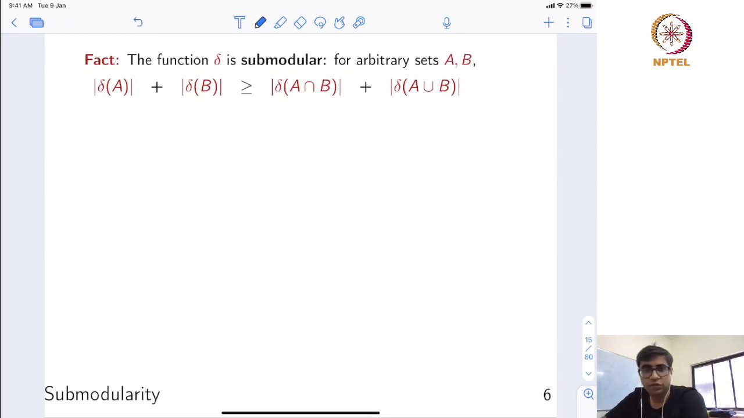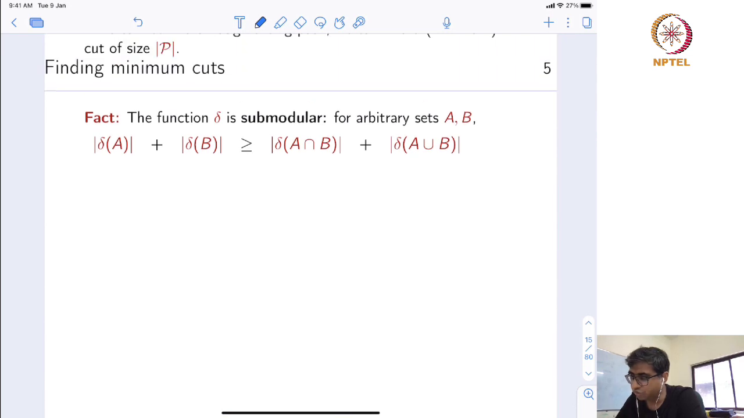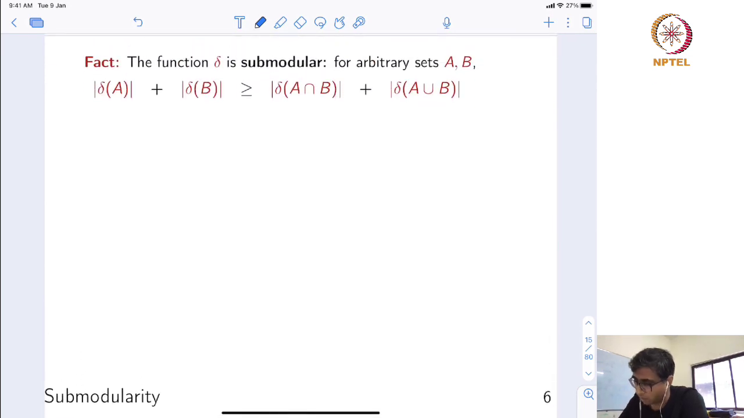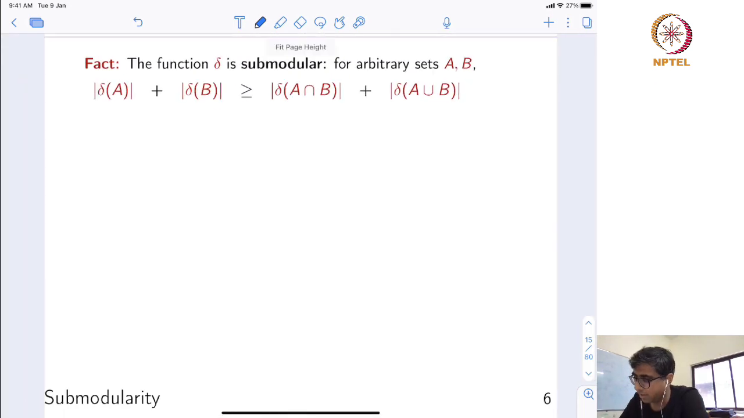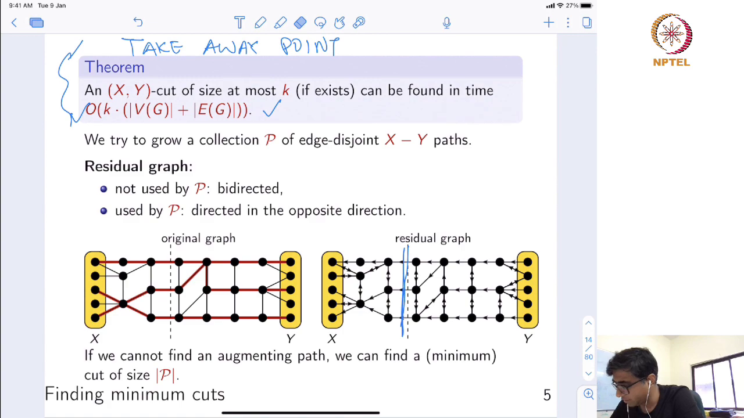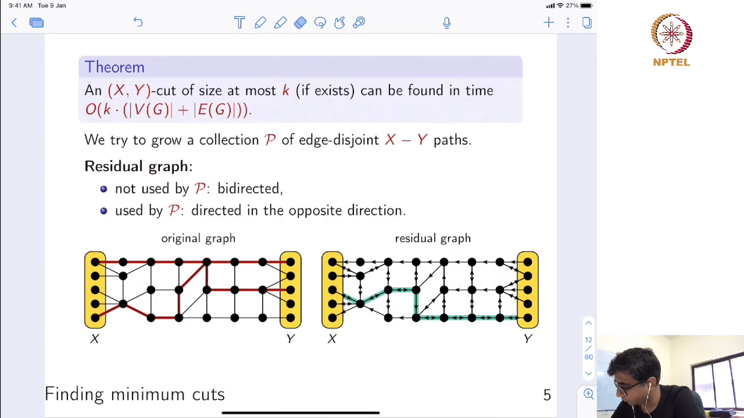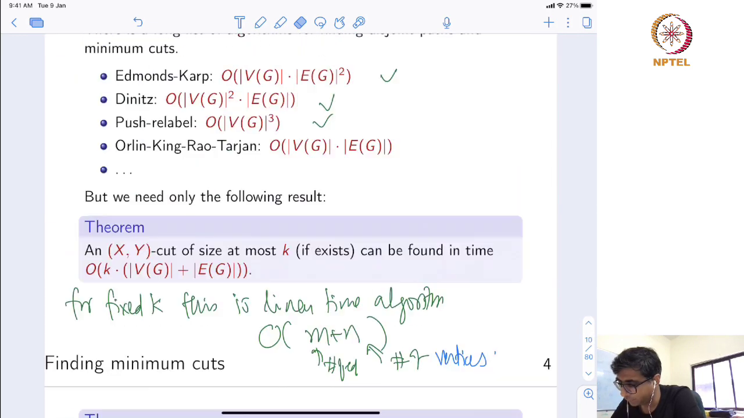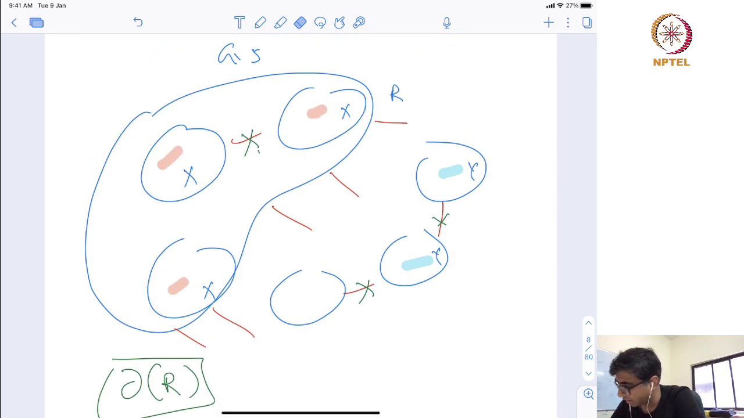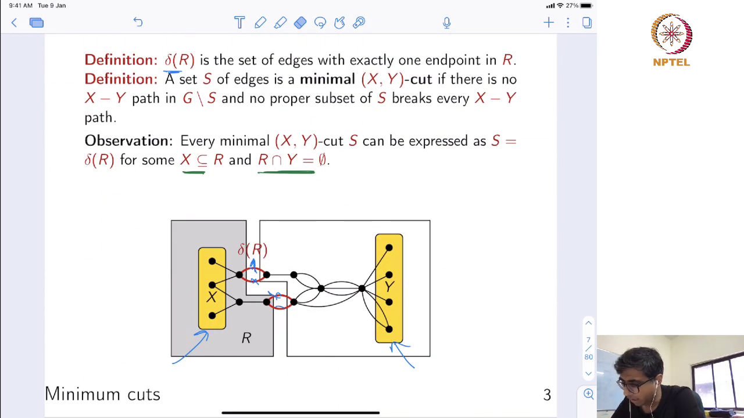Now let's move on. A notion which will be very important in combinatorial optimization, and also in our lecture, is that the function delta is submodular. What was that function delta? If you recall correctly, given a set R, delta of R is the set of edges with exactly one endpoint in R.